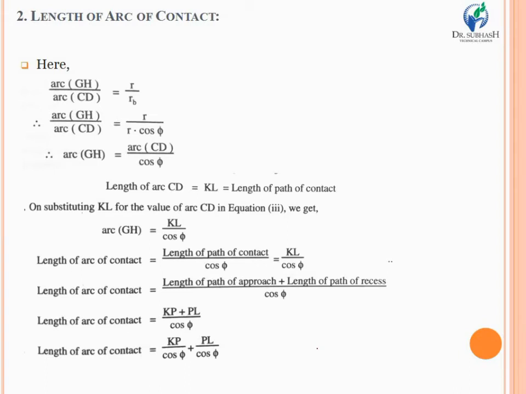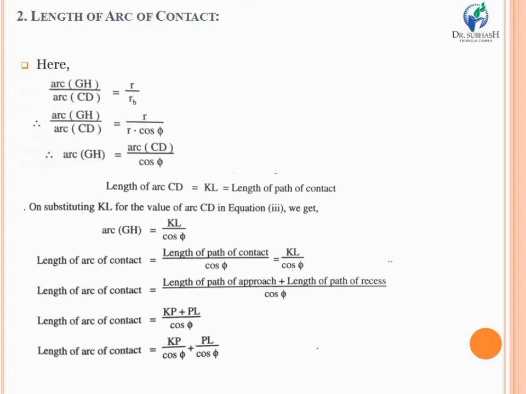Now a similar theory we are going to discuss, that is the length of arc of contact. Generally, the arc of contact is defined as the path traced by a point on the pitch circle from the beginning to the end of the engagement of two meshing gears. If you look back at the figure given for the length of path of contact, in that particular case the arc GPH is generally known as the arc of contact.